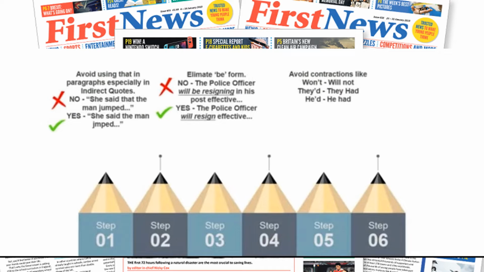Okay, you can use these contractions in feature and column writing, but in news writing, avoid them. Example: do not say won't, you say will not. Spell them out. They'd, you have to use they had. He'd, you have to use he had.